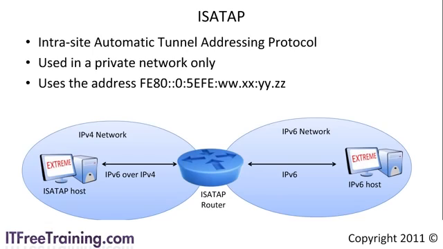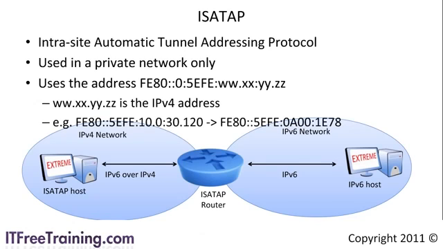Remember, link local addresses always start with FE80 and are used for local traffic only. In the host part of the address, you have 5EFE, followed by the IPv4 address. Consider the following example. To communicate with 10.0.30.120, the router would use the link local address with network ID FE80, followed by the host ID of 5EFE:10.0.30.120. If a client on the IPv6 network wants to communicate with the IPv4 network, the process is simply reversed.